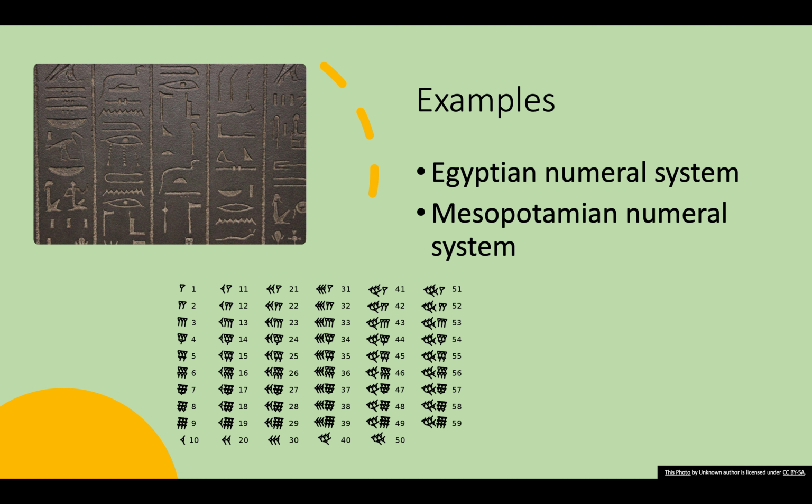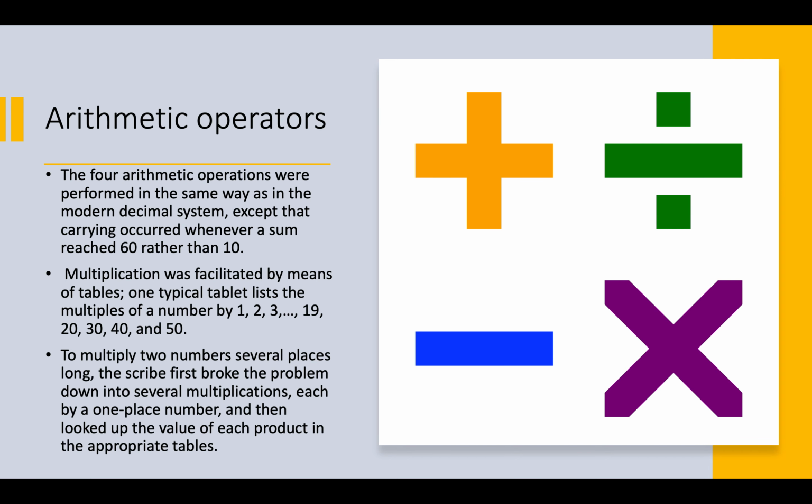Other examples of numeral systems. The first one is the Egyptian numeral system and the second one is the Mesopotamian numeral system. Arithmetic operators: the four arithmetic operators were performed in the same way as in the modern decimal system, except that carrying occurred whenever a sum reached 60 rather than 10.